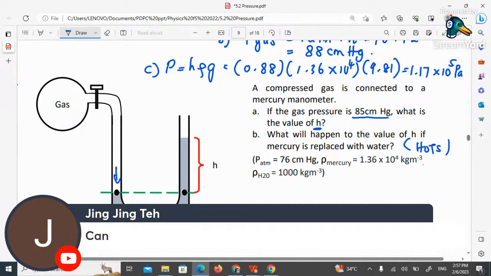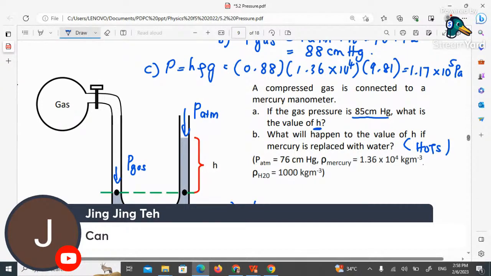So this side, pressure of the gas. This one, atmospheric pressure. This arm must be open. Kalau close, tak ada atmospheric pressure, mesti open. So what is the value of H?